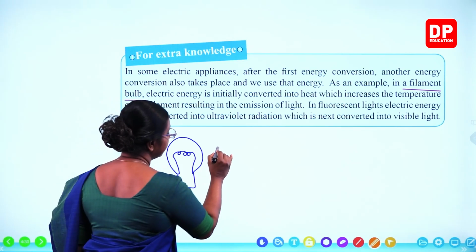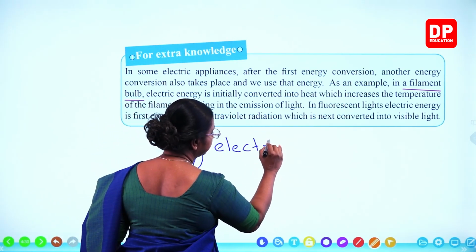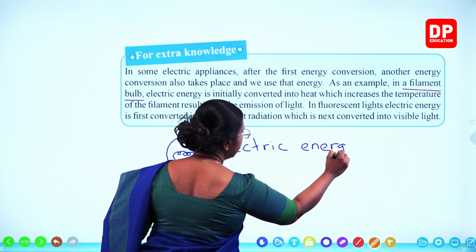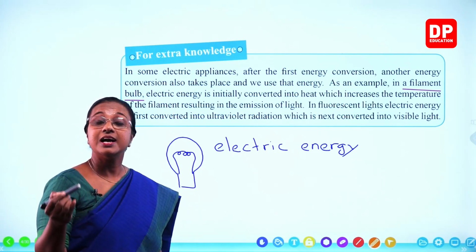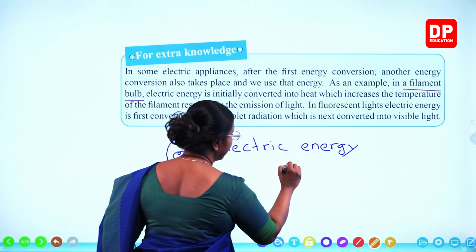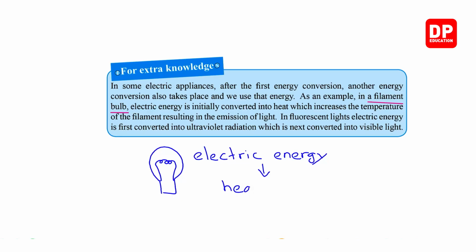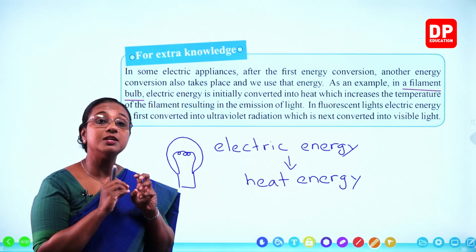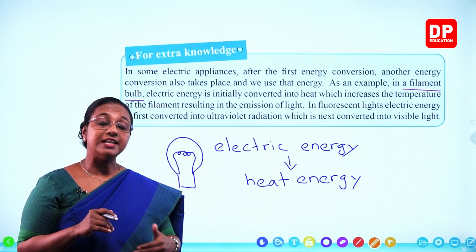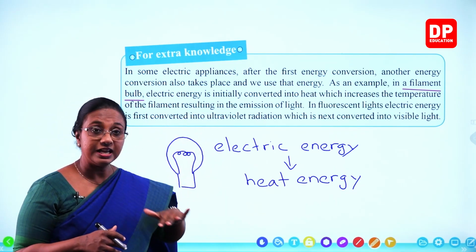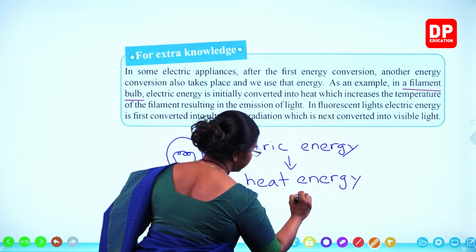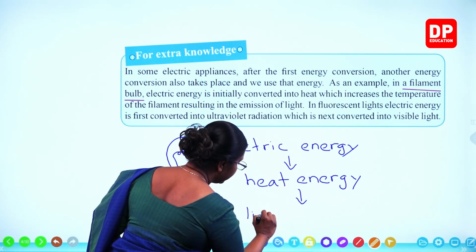So here what happens is when you give electric energy, this particular filament gets heated up. Now tungsten has high resistance, so it becomes usually hot. So there it is heat energy that is produced first. Then due to that heat energy, you can see the filament glowing. Due to that, there is light emitted. So there the heat energy again gets converted to light energy. So then you get light energy.